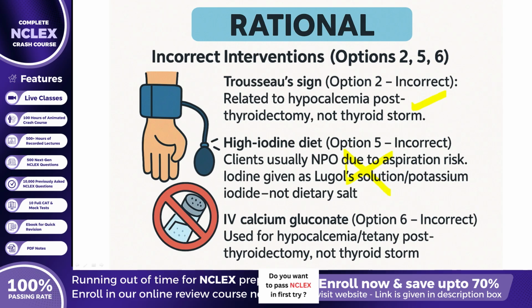Finally, option 6 is incorrect. Keeping intravenous calcium gluconate available is appropriate when hypocalcemia occurs after parathyroid injury, but it has no role in managing thyroid storm. The priority here is controlling hypermetabolism, not correcting calcium imbalances.